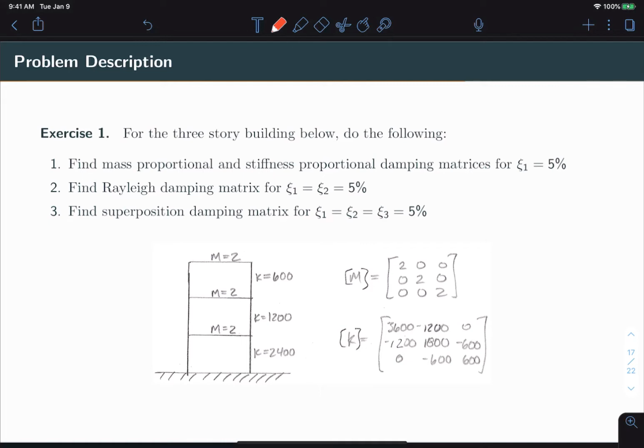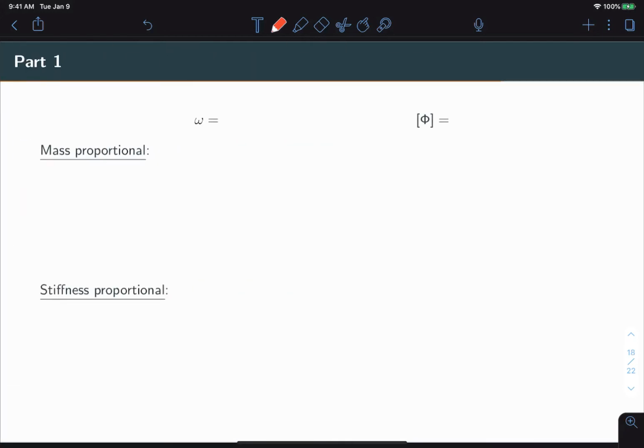The first is to find mass and stiffness proportional damping matrices where the first mode damping ratio is defined to be 5%. The second task is to find a Rayleigh damping matrix where the first and second mode are fixed at 5% damping. And the final task is to use superposition where all 3 modes are fixed at 5% damping. So let's start with part 1.